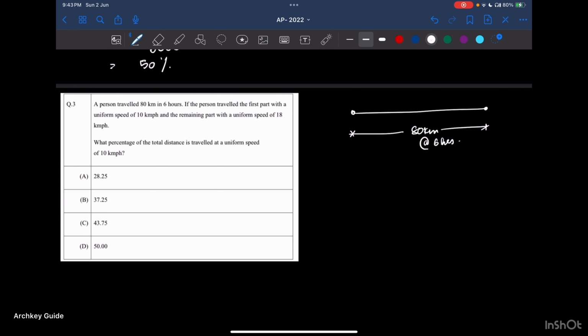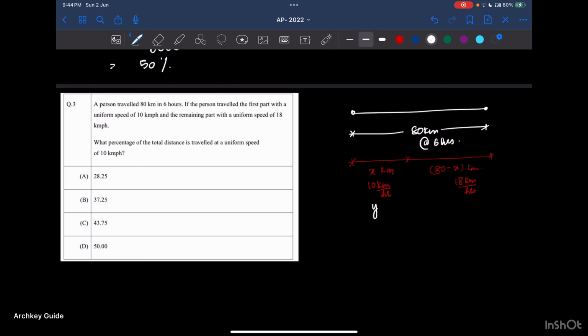If the person travels the first part with a uniform speed. Okay, so first part as in it's not mentioned whether it's an equal part, some part of the whole distance. So what I'm going to do is some part of it, I don't know how much, whether it's going to be more or less, I just assume it to be x kilometers and the rest to be 80 minus x kilometers. Okay? If the person travels the first part with a uniform speed of 10 kilometers per hour and the remaining part with a uniform speed of 18 kilometers per hour. Okay. So how much time would it be in this case?